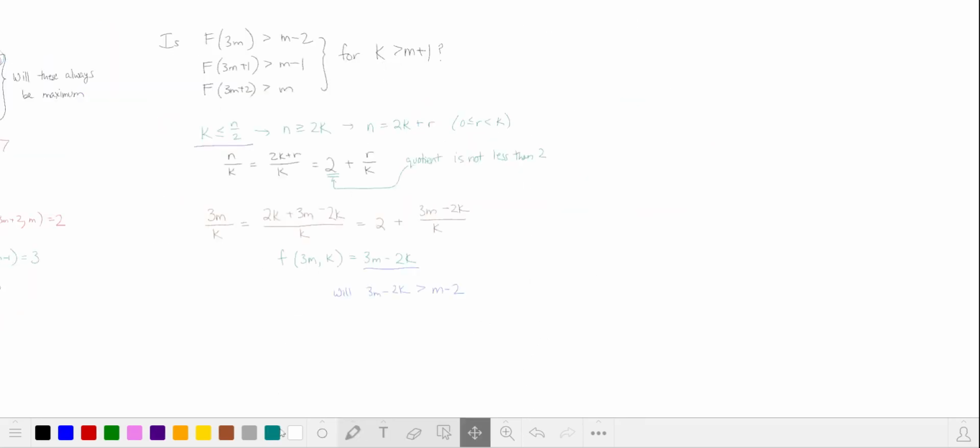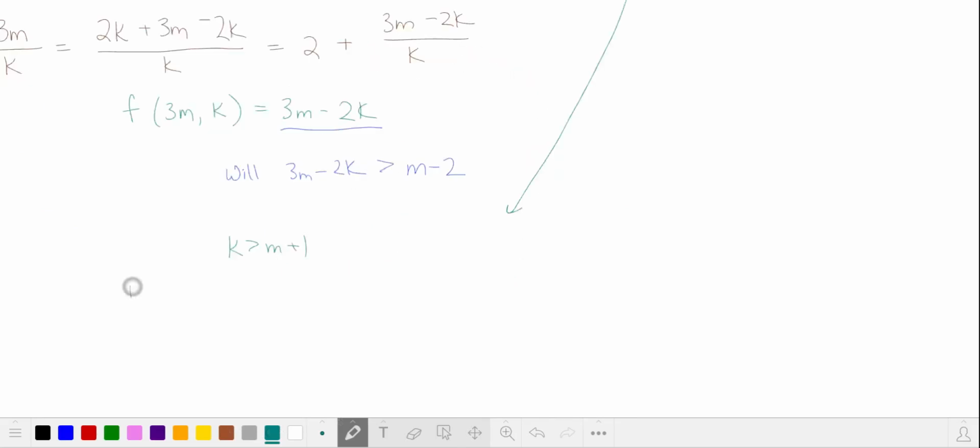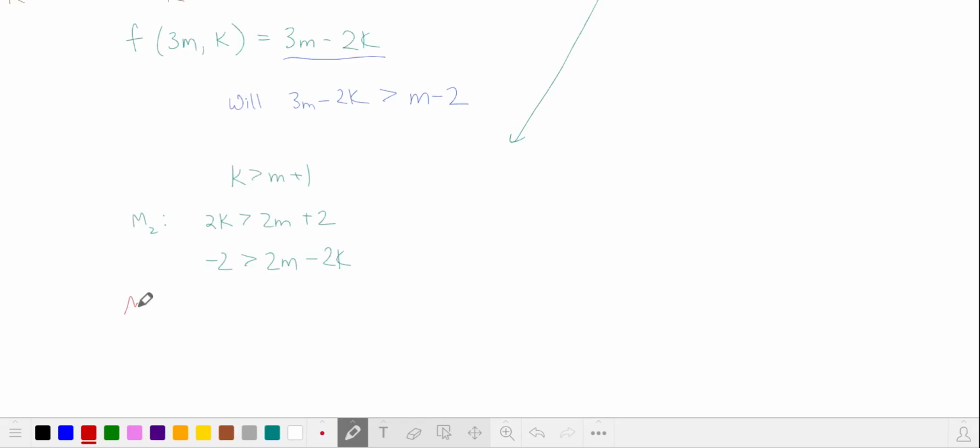Let's start with the condition that we're given, that k is greater than m plus 1. Let's multiply both sides by 2, so we have 2k is greater than 2m plus 2. We'll subtract 2k and subtract 2 from both sides. And finally, I'll add m to both sides. So we have m minus 2 on the left and 3m minus 2k on the right. This was our remainder, and we note that our remainder is less than m minus 2, which was the solution we got when k was equal to m plus 1.